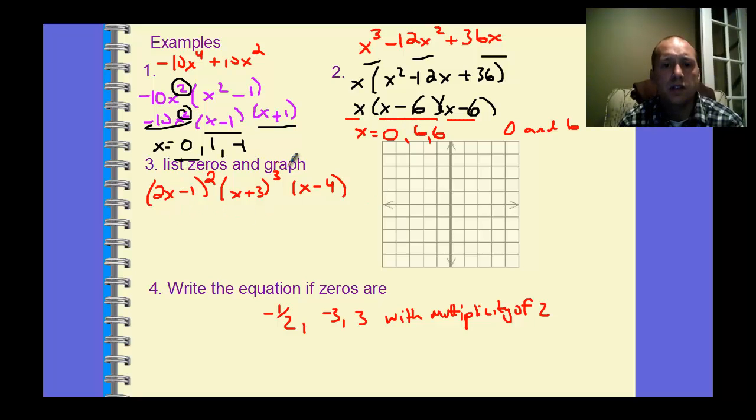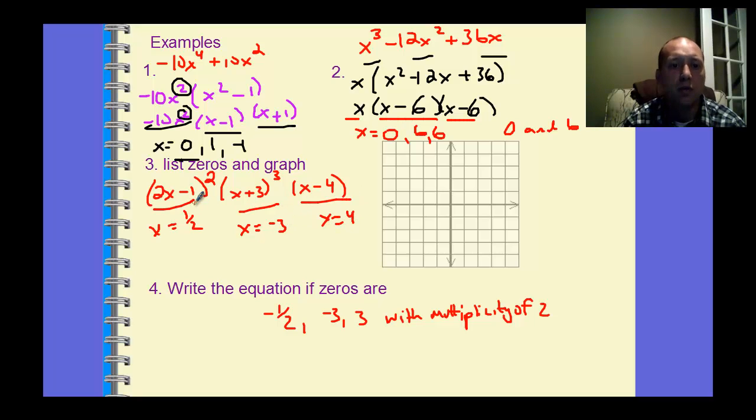So now let's list the zeros and graph. In the factored form, we could first find the zeros. So this zero here would be 1/2. This zero is negative 3. This zero is 4. And you find that again by setting each of the parentheses, the quantities, equal to 0. That occurs because the whole thing has to equal 0. And the only way for products to equal 0 is if one of these factors is 0.